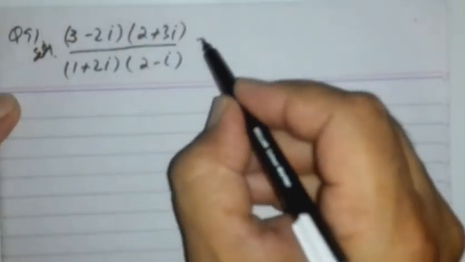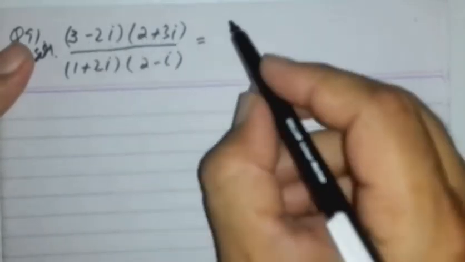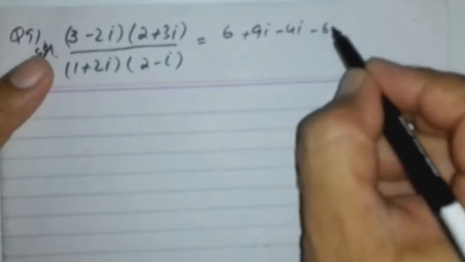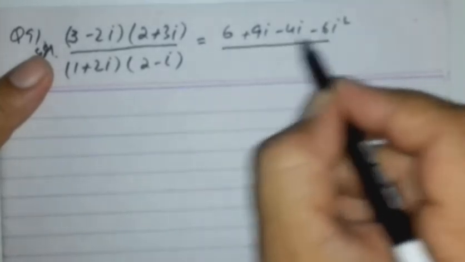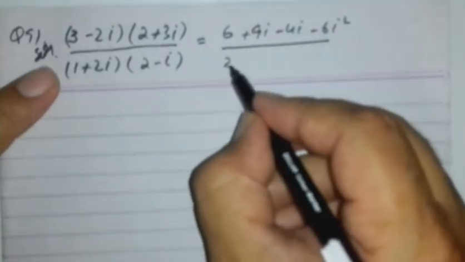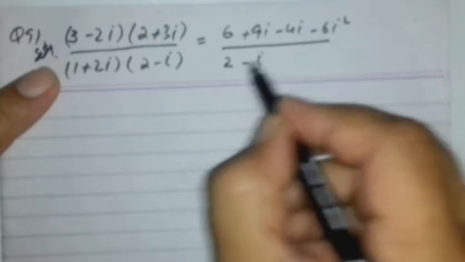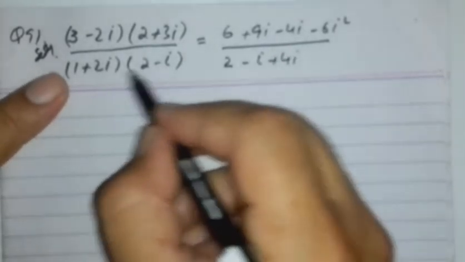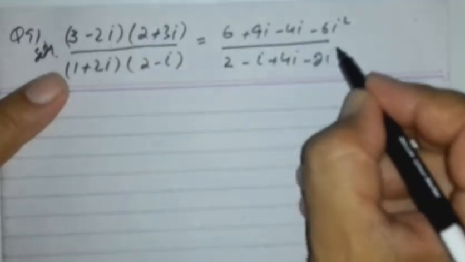Find the conjugate. Question number 9. First of all, solution. Multiply: 3 2s are 6, 3 3s are 9 iota, 2 2s are minus 4 iota, and 2 3s are minus 6 iota square. Here 2 1s are 2, 1 into iota is iota, 2 2s are 4 iota, and here minus 2 iota square.